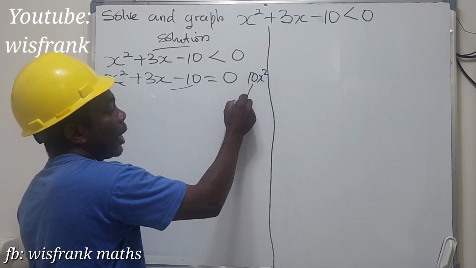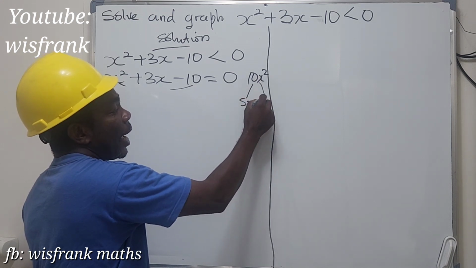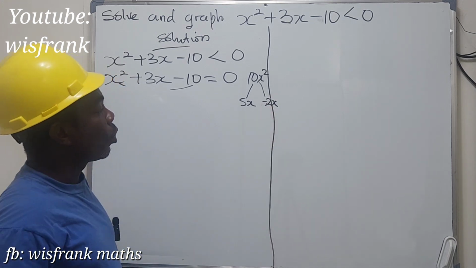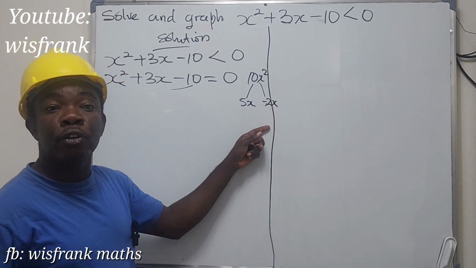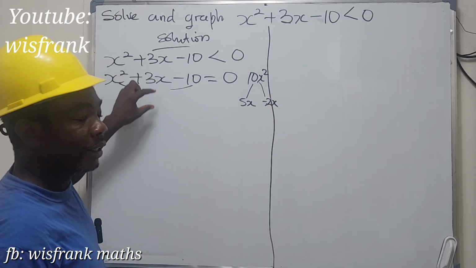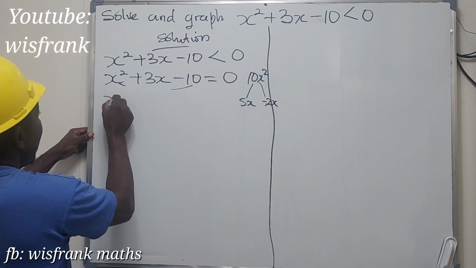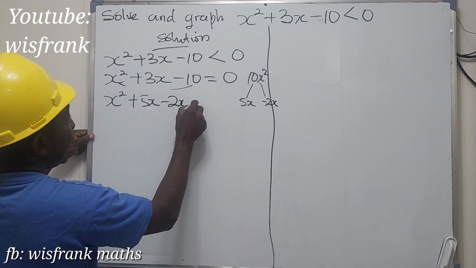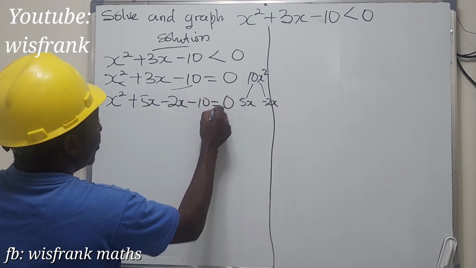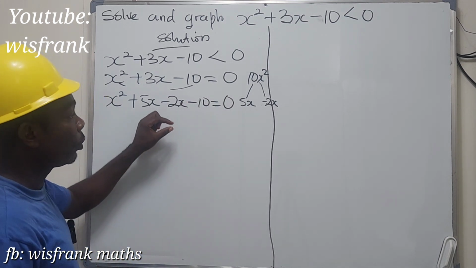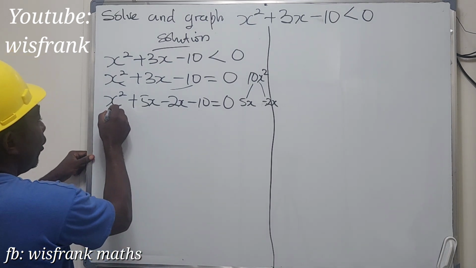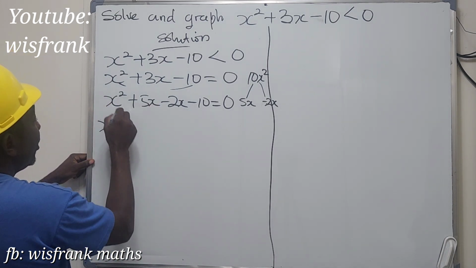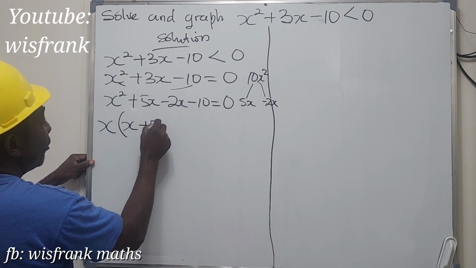So those two factors are 5x and minus 2x. So we are going to substitute 5x and minus 2x in the place of 3x. So this will become x squared plus 5x minus 2x minus 10 equals to 0. So this is what we have now. So we need to factor out this. So the factor of x squared and 5x is x. So goes into here, we have x, then plus 5.